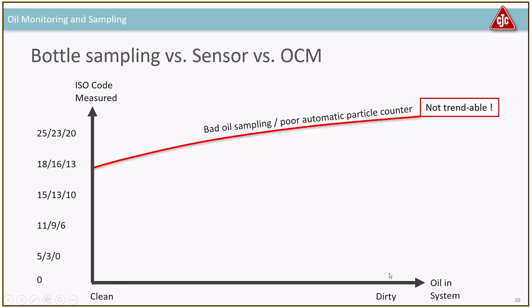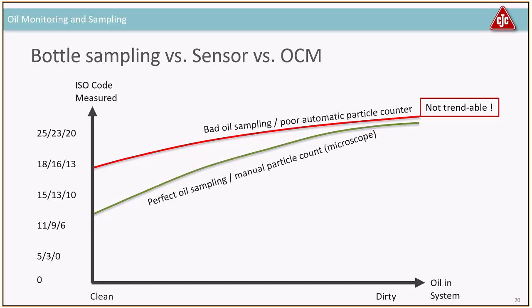So a very dirty system may have an ISO count of 25, 23, 20. If the same system was extremely clean, but you do a bad job at sampling, or the client or the lab is doing a bad job, the particle counters are maybe not up to date and so on, then even a very clean system will show a very high ISO code. So maybe an 18, 16, 13. So this is not trendable. It's because you're getting dirt from somewhere else.